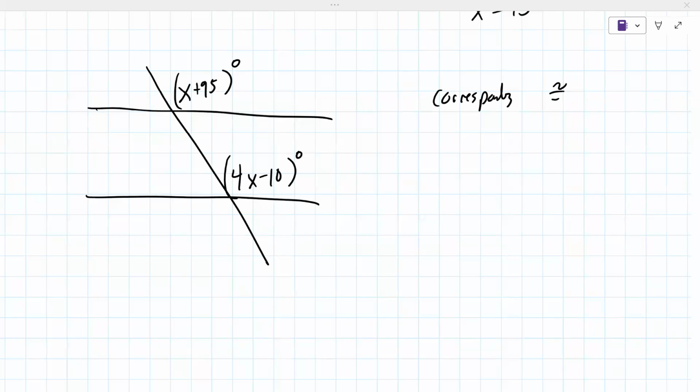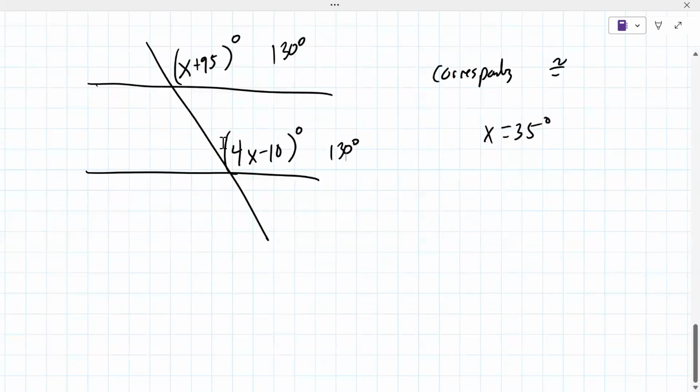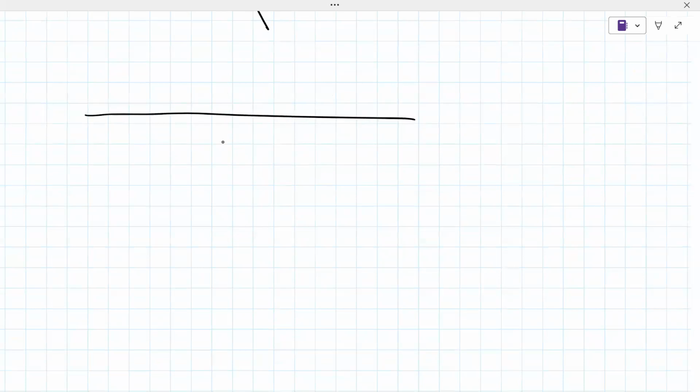35. Okay, so x is 35, and this time we expect them to be congruent. So put it back into the equation and see what you come up with for the angle measure. See if they are the same. For the top one, I know it's 130. Okay, how about the bottom? Well, the bottom would be 132. Yes. Very good. So let's look at one of the last possibilities here.